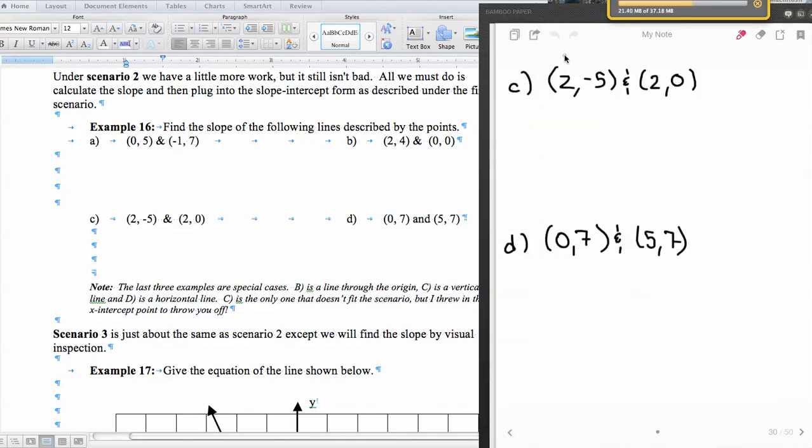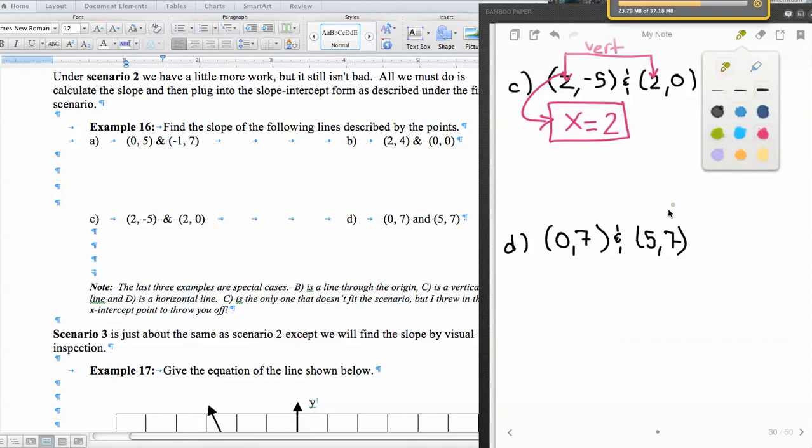Our next example, oh my goodness, look at this. When I go to do that investigation, I see that my x's are the same. This tells me that I have a vertical line. And when I have a vertical line, that means that my equation looks like x equals whatever that number is, and I'm done. This, by the way, is the only way to find the equation of a vertical line. You don't have any other choice because a vertical line is not a function. It cannot be put into slope-intercept form.